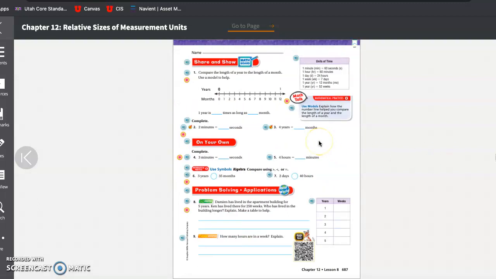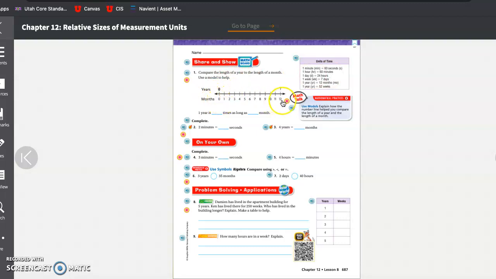Okay, this will be the last page that we do, and then I'll assign you guys your homework for the day, okay? So compare the length of a year to the length of a month. Use the model to help. So again, it gives us this unit of time, this little chart that tells us, right, 1 minute, 60 seconds, 1 hour, 60 minutes, etc., etc. So we're going to compare years to months.